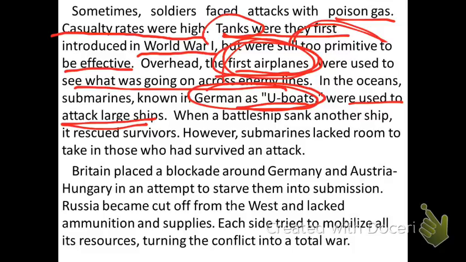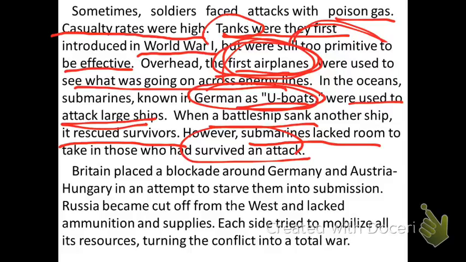I'm going to get back to and finish up our look at U-boats. When a battleship sank another ship, it rescued survivors, per the law of the sea. When submarines attacked another ship, because of their size, they lacked the room to take in those who survived the attack. So essentially, those who had survived were going to die anyway, unless a friend, an ally ship came by and saved them. The Lusitania, for example, which a German U-boat sank, had about 1,200 dead.